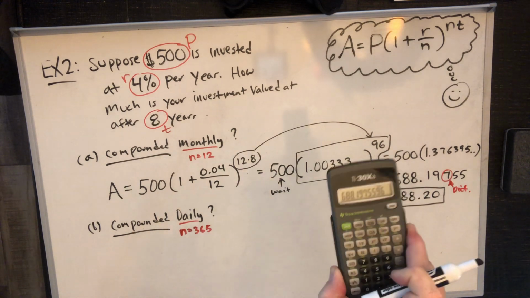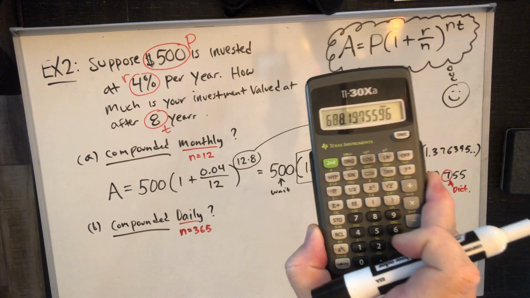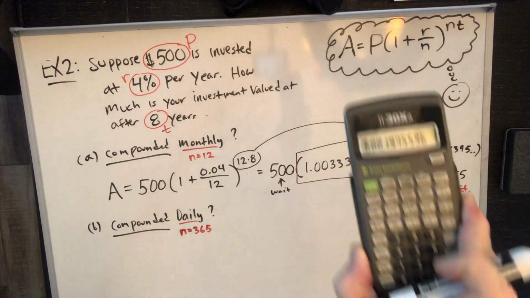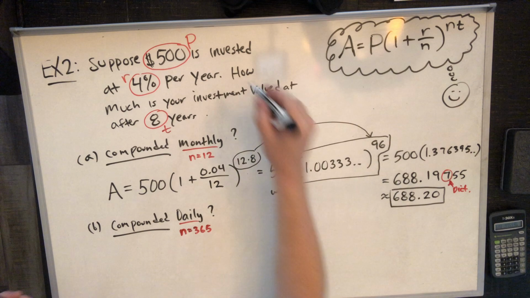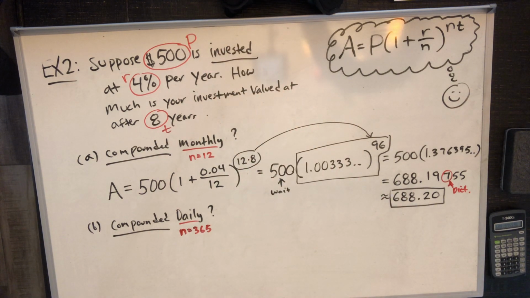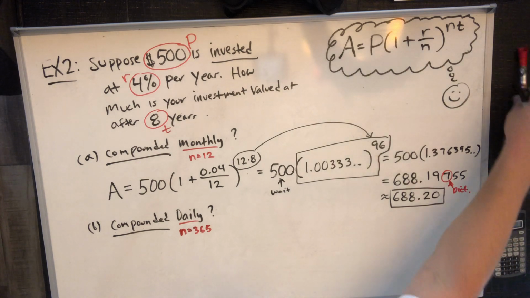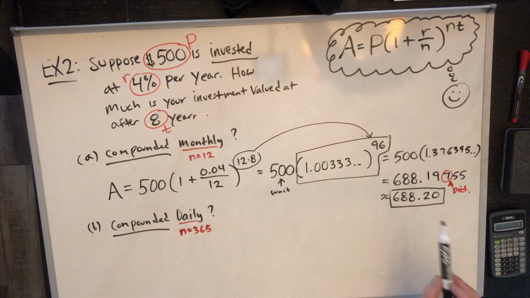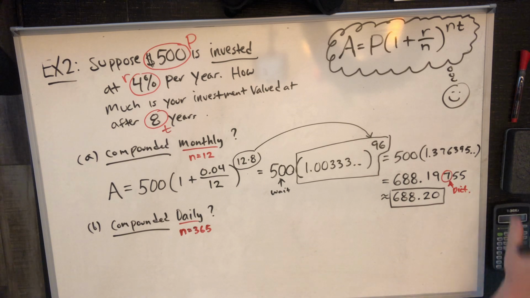So we should owe $688.20. Or, I guess I called this an investment, so you imagine this money is sitting in the bank waiting for you. Not too shabby. You put $500 in the bank, you're patient for 8 years, you come back 8 years later and you've got $688.20. That's if you don't touch it for 8 years.